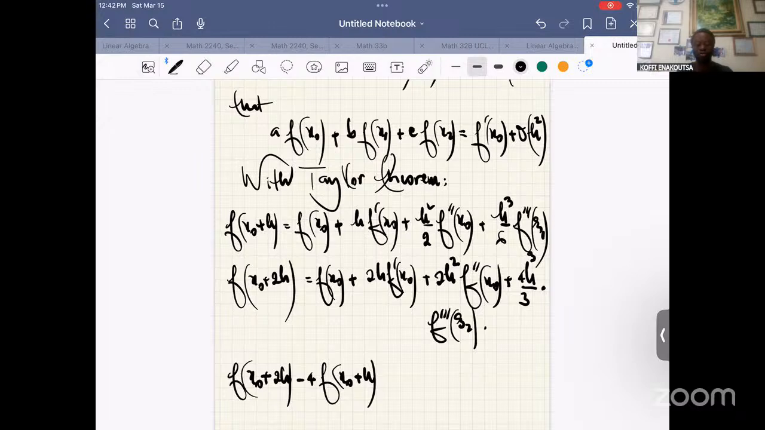Okay, so when you do that, you'll find this one minus 4 times that. So it will give you negative 3 f at x0. All right. Then you will do the derivative term. So the derivative term will be minus 2h, f prime at x0, the first derivative term.